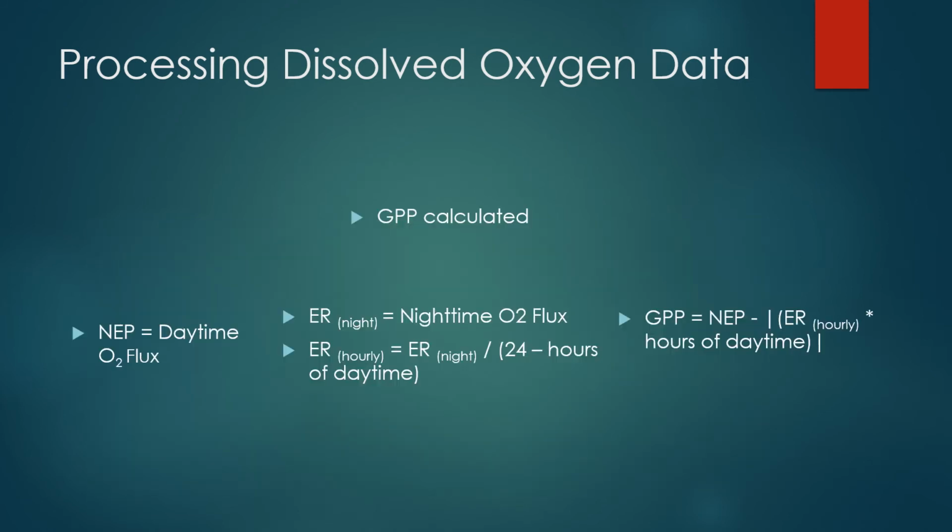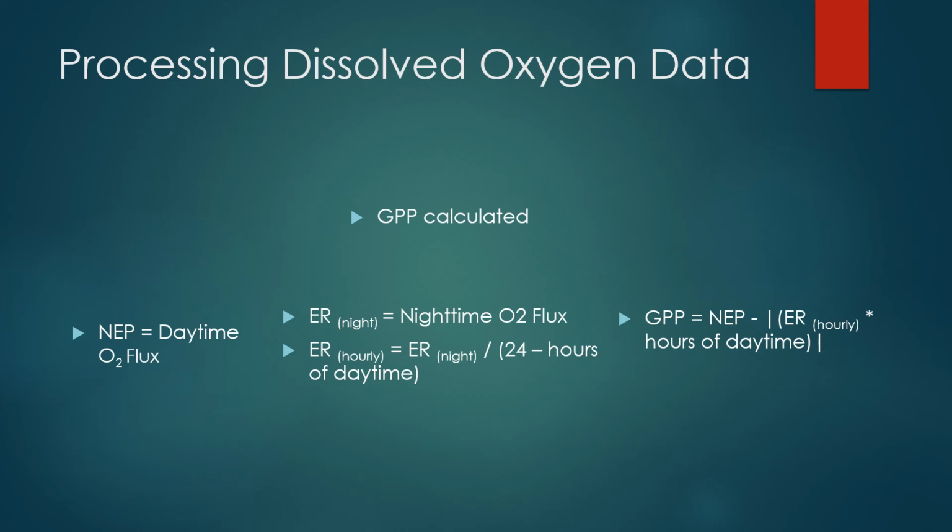To calculate GPP, which is again the amount of inorganic carbon being fixated, we have to first determine net ecosystem production and ecosystem respiration. To do so, we have to find the hours of daylight, or when sunrise and sunset is for each day. We first calculate net ecosystem production, or NEP, which is the rate of dissolved oxygen production during the day with respiration occurring. We do this by adding up all the dissolved oxygen flux in the daytime. Then ER, or ecosystem respiration, is determined by adding up the amount of dissolved oxygen flux at night. This will give us how much respiration is occurring only at nighttime.